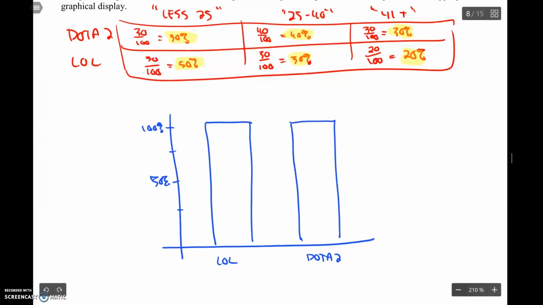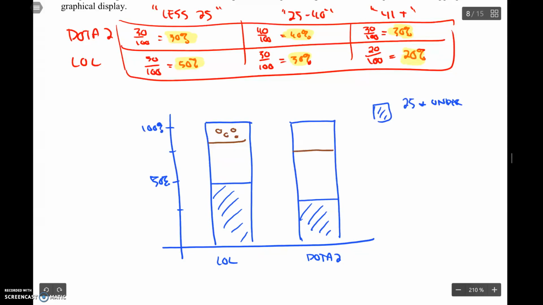So for League of Legends, half of them were young. So this is going to be 25 and under. For this one, it was about 30%. So you can see there's a difference. Let's go to the top and do the top. League of Legends 20%, so it's just right here. This one was 30%, so a little bit more.